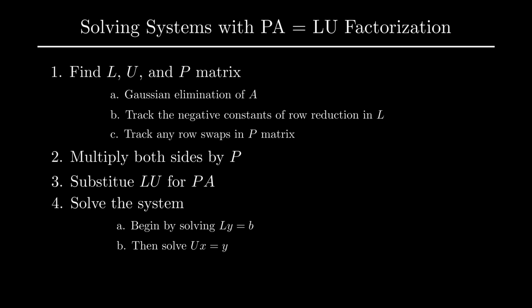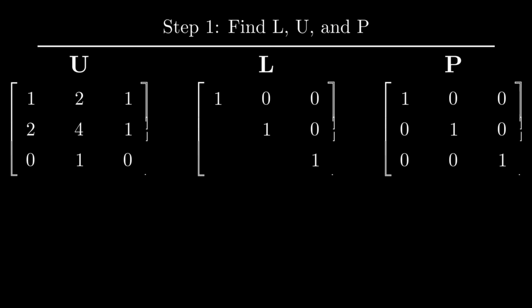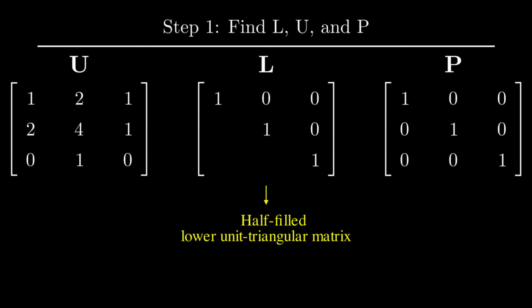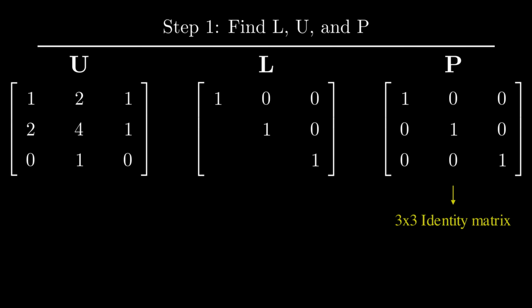To do so, let's first write three matrices. The first matrix is just the A matrix, and this will eventually become our U matrix. The second matrix is a half-filled lower unit triangular matrix, and this will become the L matrix. These two first matrices are the same as the LU decomposition, but now we add an additional third matrix, which is a 3x3 identity matrix, which will eventually become our P matrix.